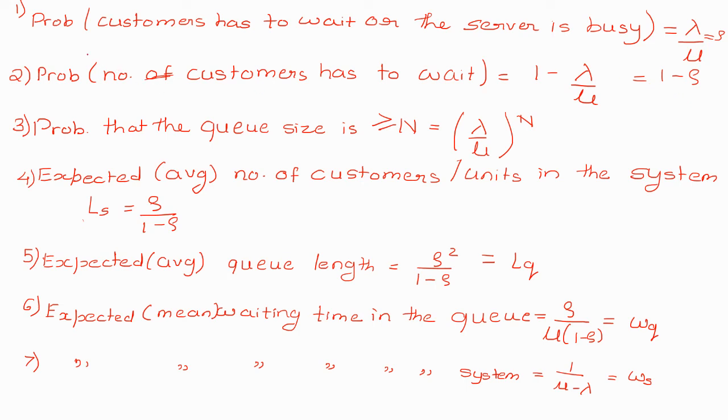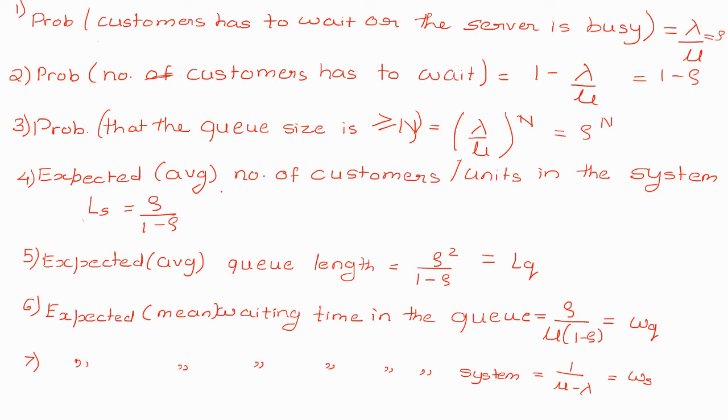Third is the probability that the queue size is greater than n. The question can even be like this: find the probability that there are more than n customers in the system. It is the same as the probability that the queue size is greater than n, and in this case it is given by lambda by mu raised to n, where n is any number, that is, rho raised to capital N. Now the fourth one is the expected, or average, number of customers in the system.